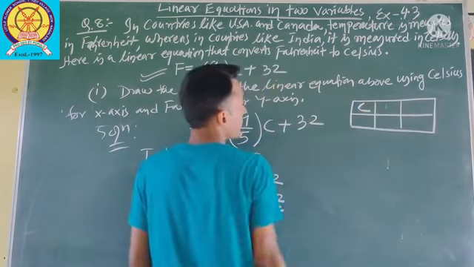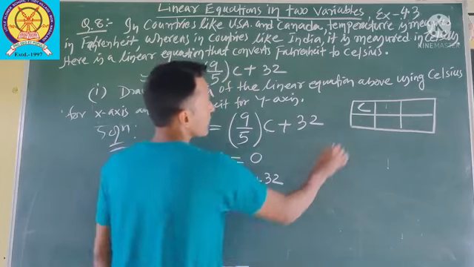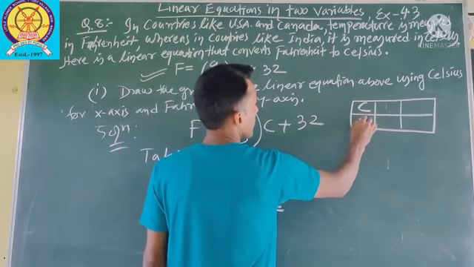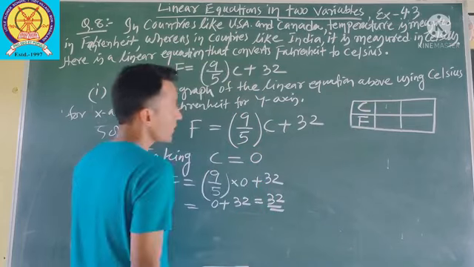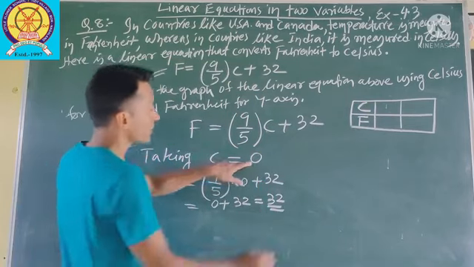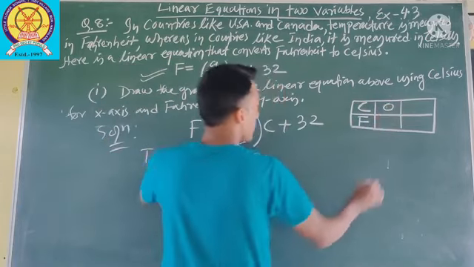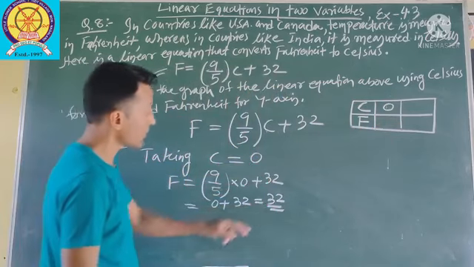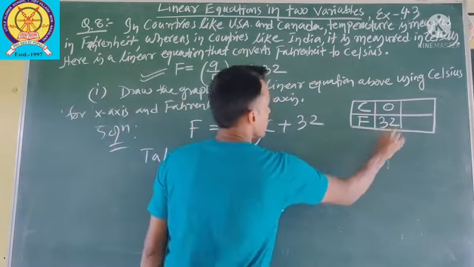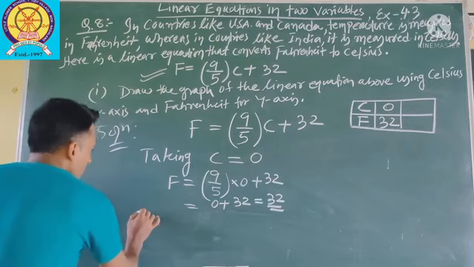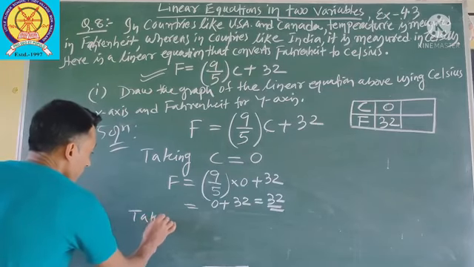For the x-axis you have to take Celsius. For the y-axis you have to take Fahrenheit. When we take Celsius 0, at that time Fahrenheit we get 32. Next, one more point you have to find.